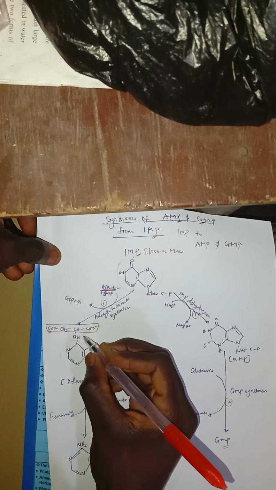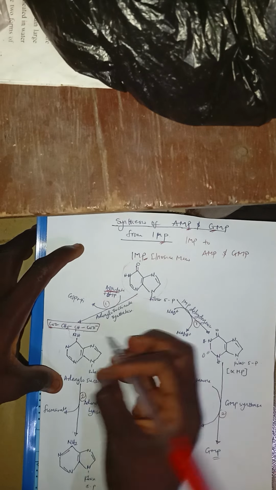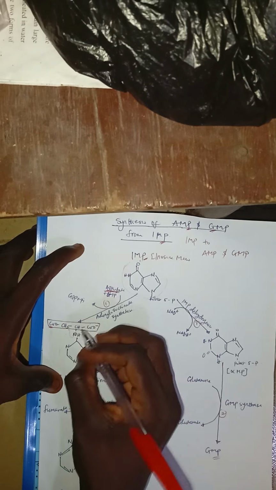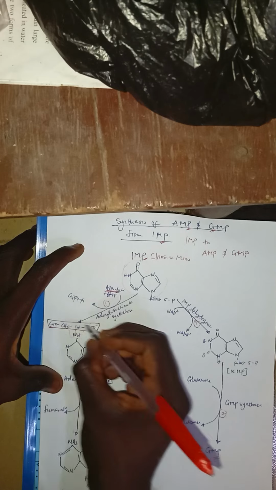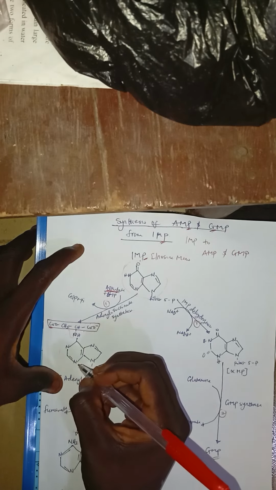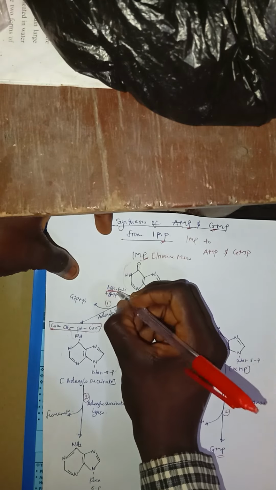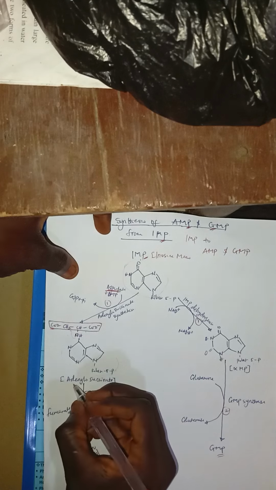When we add the aspartate, the molecule will now be called N-adenosine succinate or N-succinate adenosine. The reason I'm calling it N-succinate adenosine is because first of all we call the N, then we call this part succinate, then every other thing here is adenosine. Okay, good. So what do I say about step 1? For step 1, you basically add aspartate, then you get adenylosuccinate.